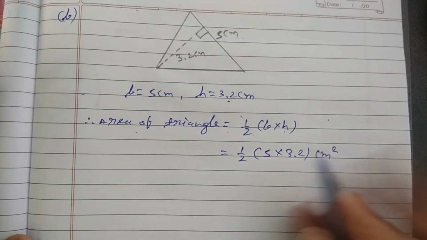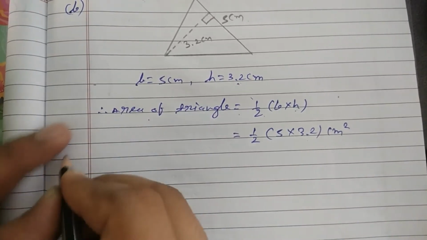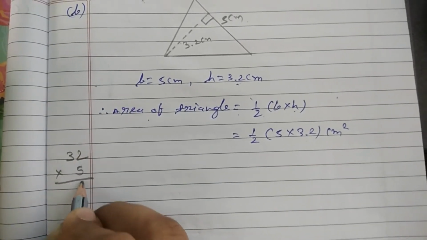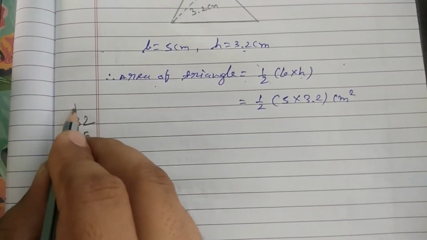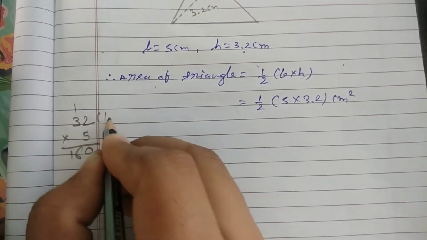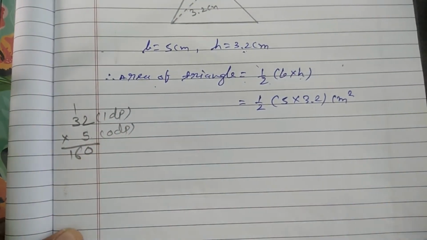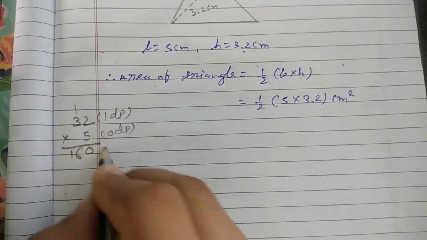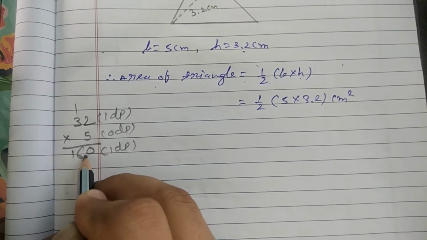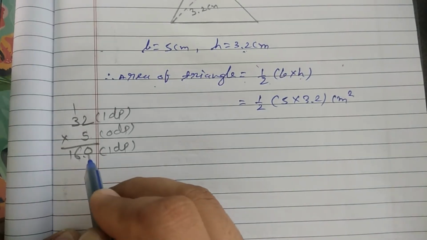So now here we will do multiplication. As we know that this 3.2 is a decimal number, so we will convert 3.2 into 32 multiplied by 5. 2 5s are 10, 3 5s are 15, plus 1, 160. So here it is 3.2. How many decimal places are there? 1 decimal place, and in 5, 0 decimal places are there. So therefore 1 plus 0, that is 1 decimal place. So our answer will come in 1 decimal place. Here is 160, so before 0 the decimal point will come, and therefore our answer is 16.0.